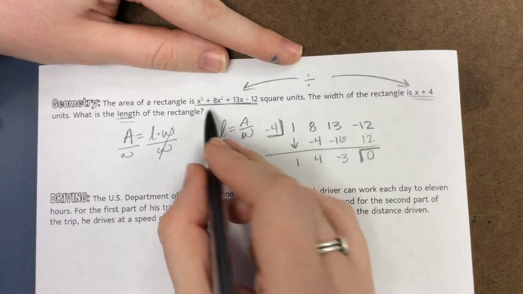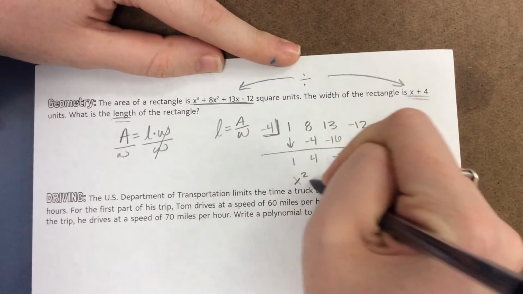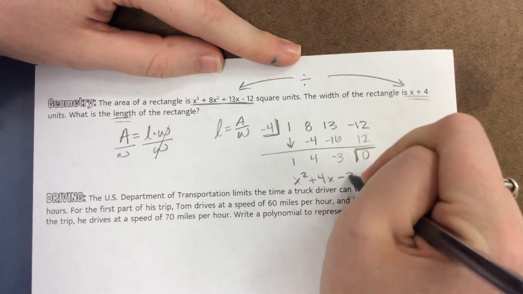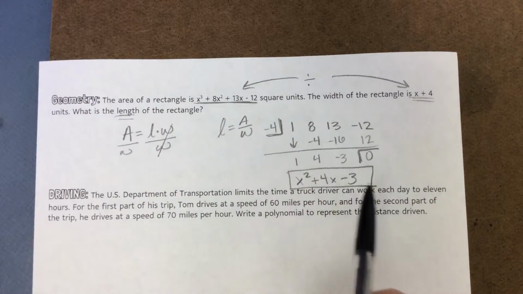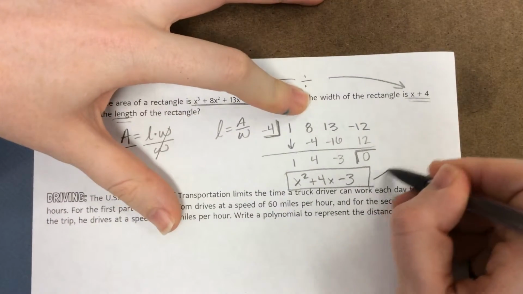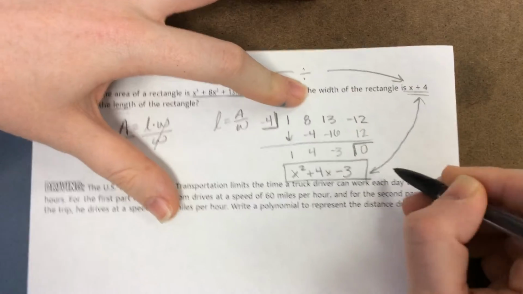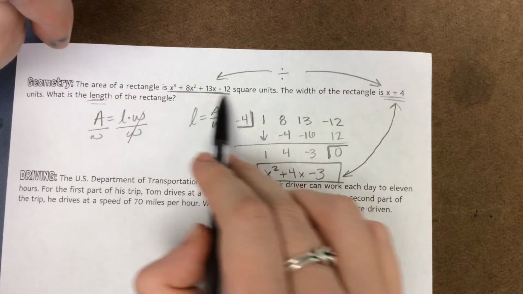And then the first term, since this started with the x cubed, we're going to start with x squared. So we have x squared plus 4x minus 3. And that is the polynomial that represents the length of the rectangle. If you multiplied the length times the width, if you FOILed that out, you would get this polynomial expression here.